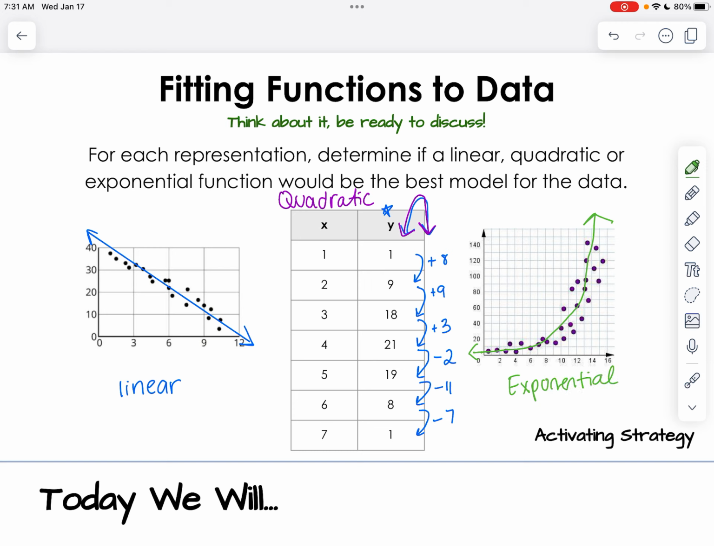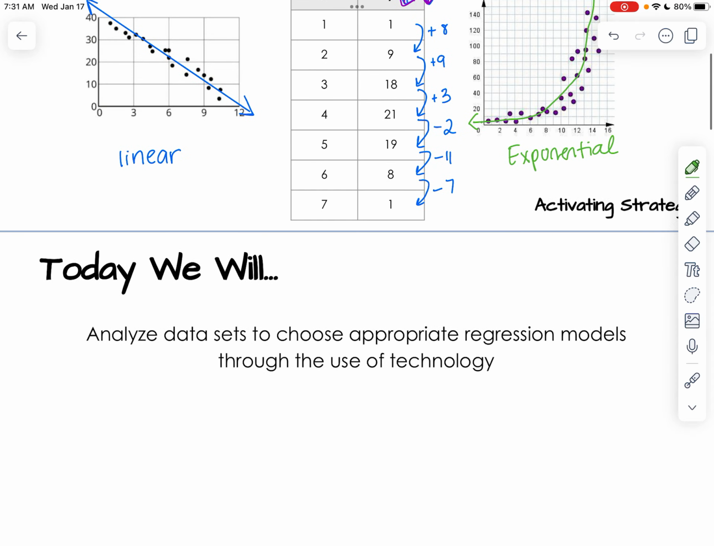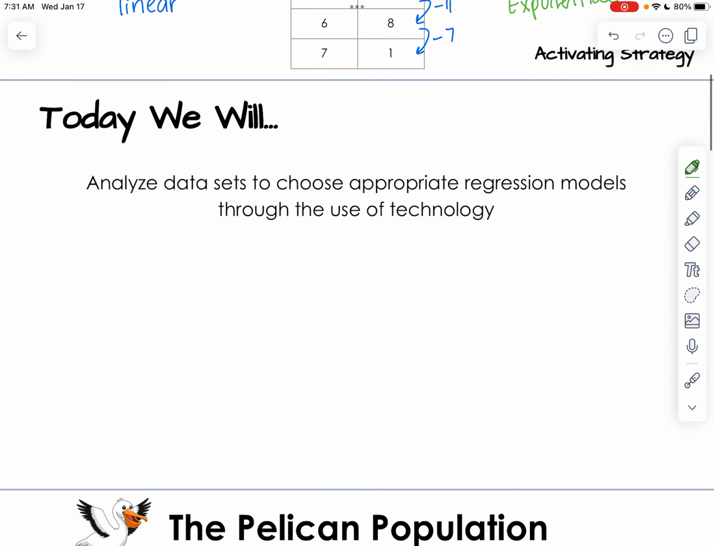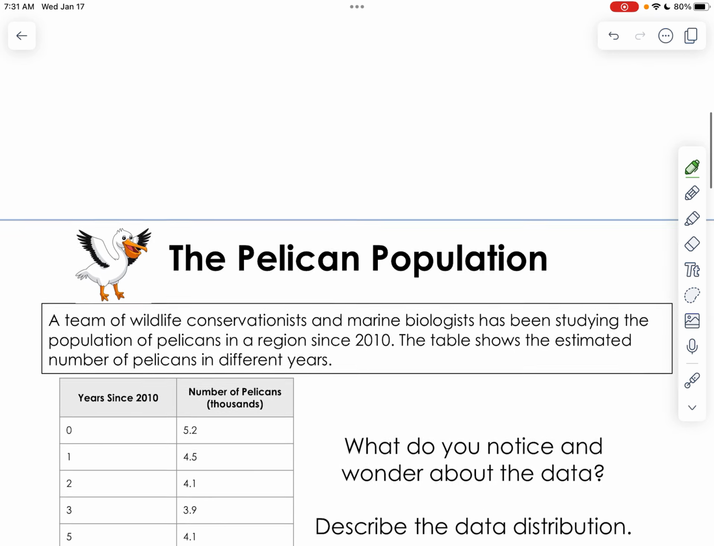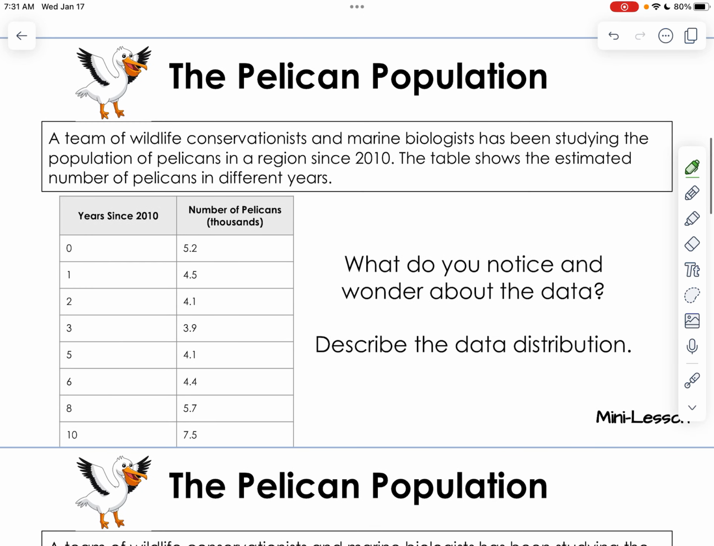So we're going to start to look at this a little bit deeper today. We're going to analyze data sets to choose the appropriate regression models through the use of technology using Desmos. So if you don't have Desmos out, go ahead and get it out or get a tab open with it. We're going to look at the pelican population.